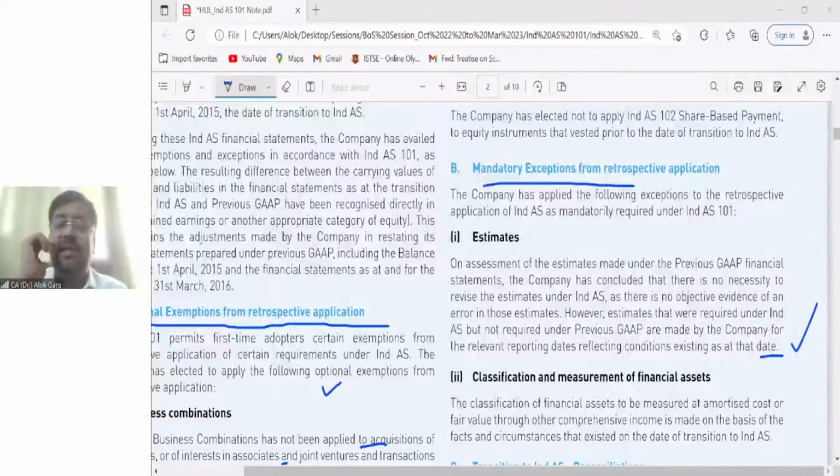So the standard says to apply the requirement of Ind AS 109 from the transition date to check whether such assets or liabilities are required to be derecognized or not, right?